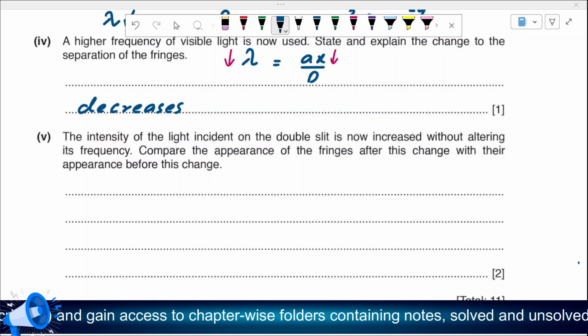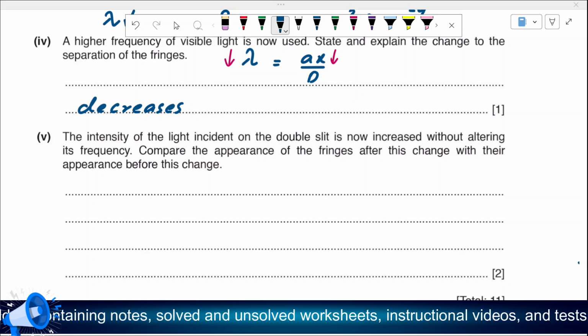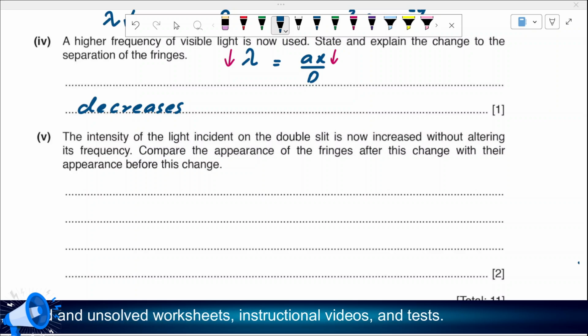But you need to write the entire statement. Higher frequency means lower wavelength, and hence, according to the formula, lower wavelength would correspond to less fringe separation.